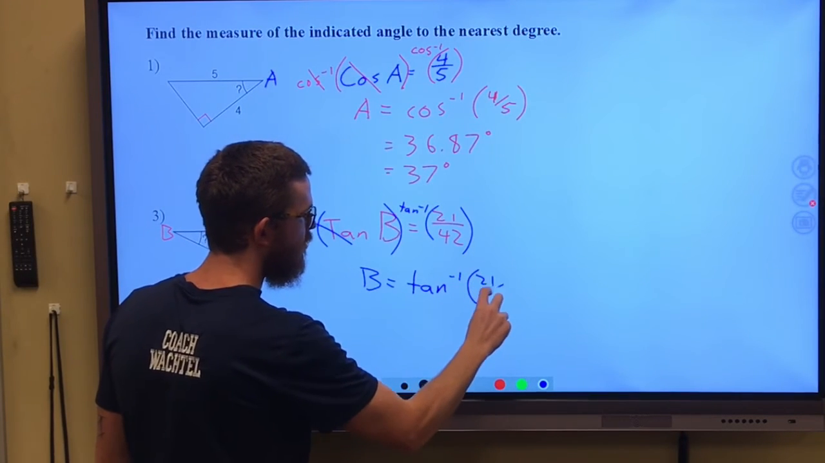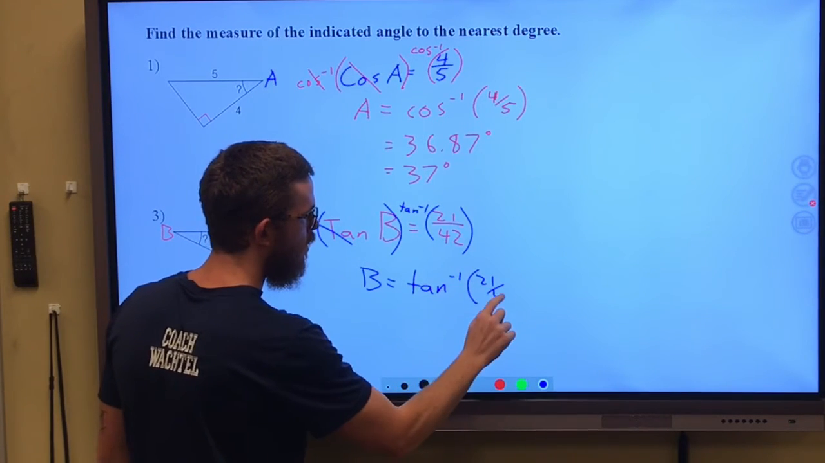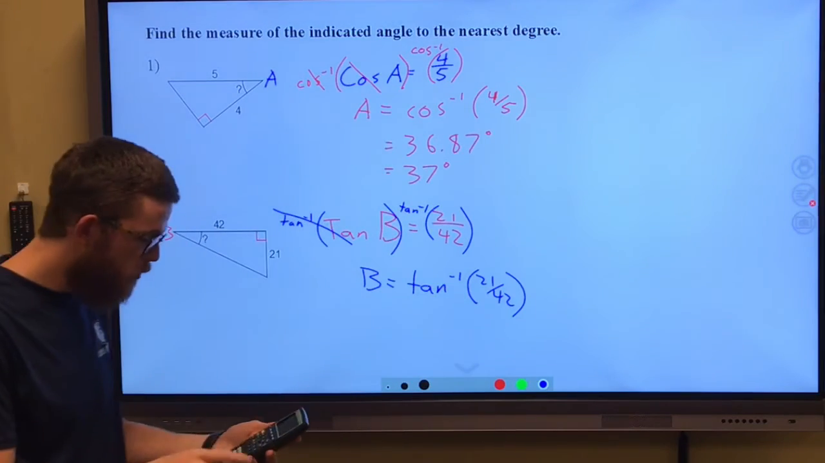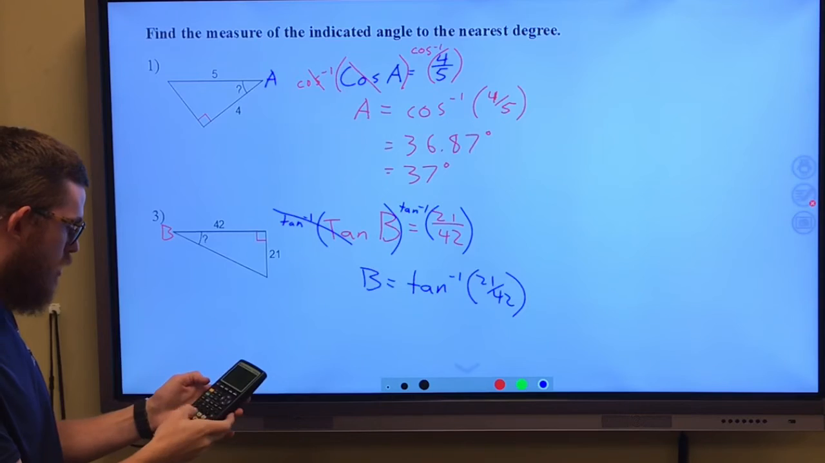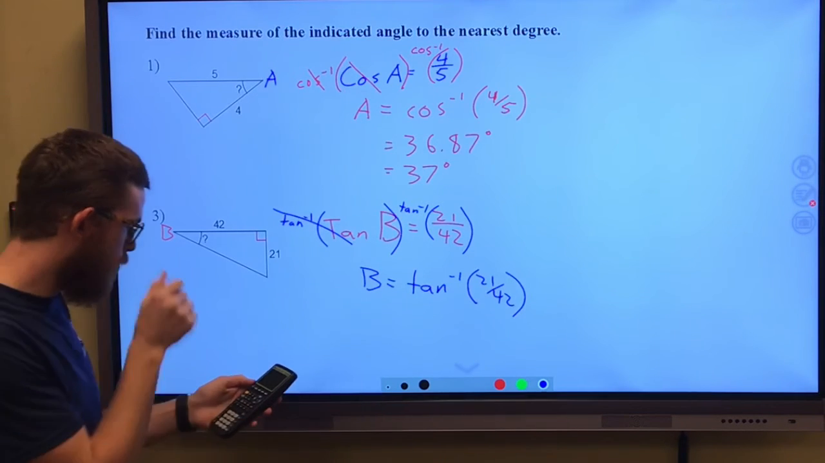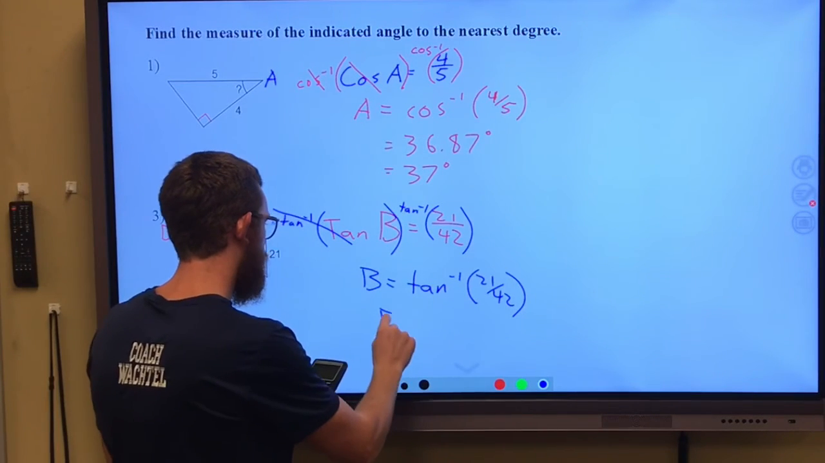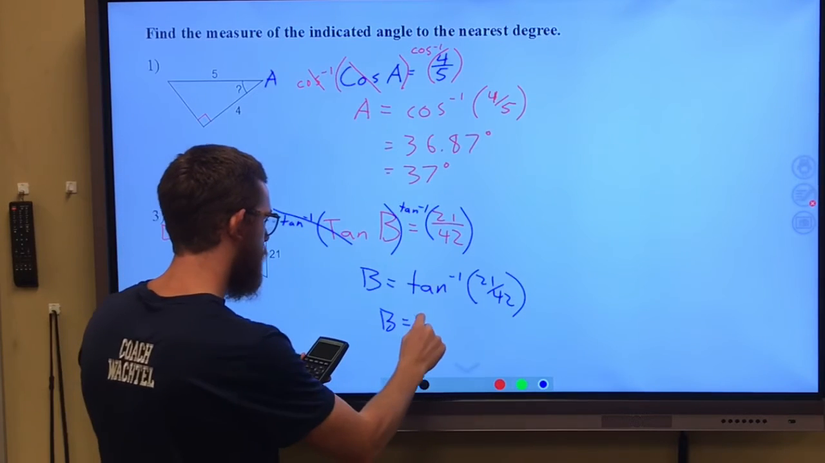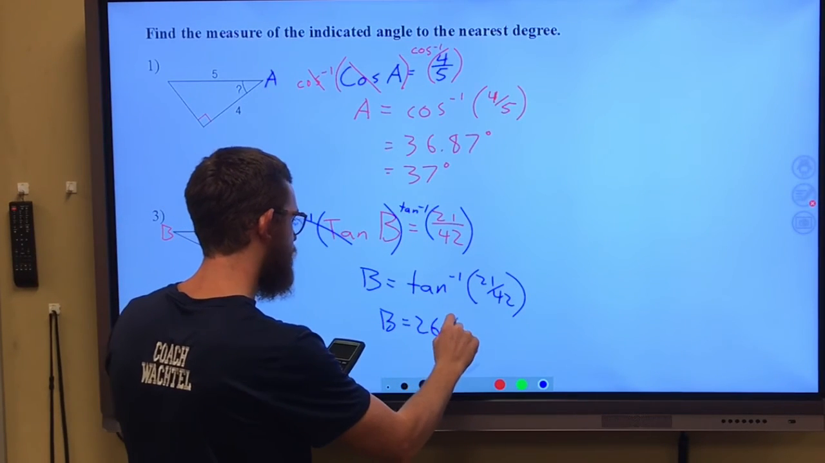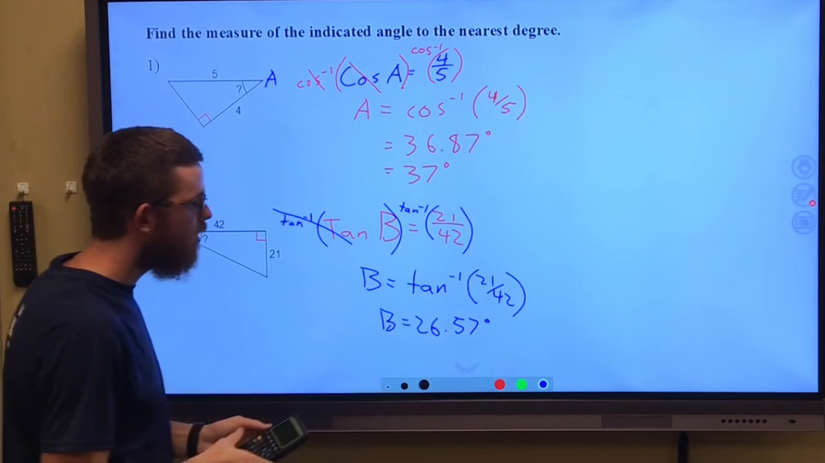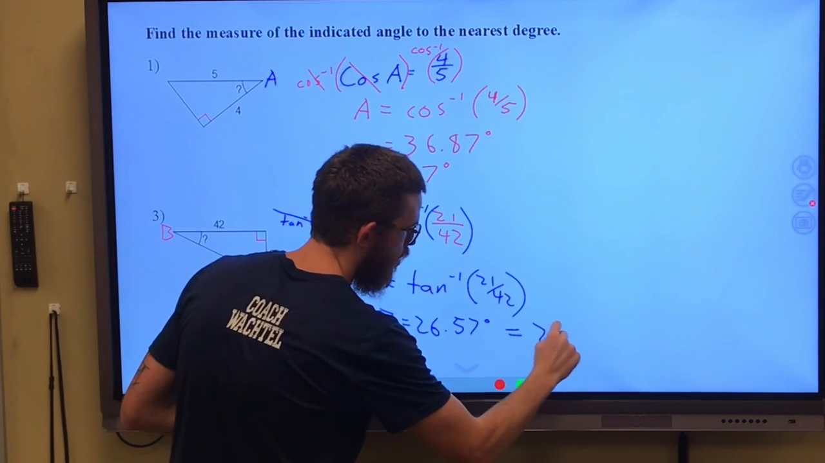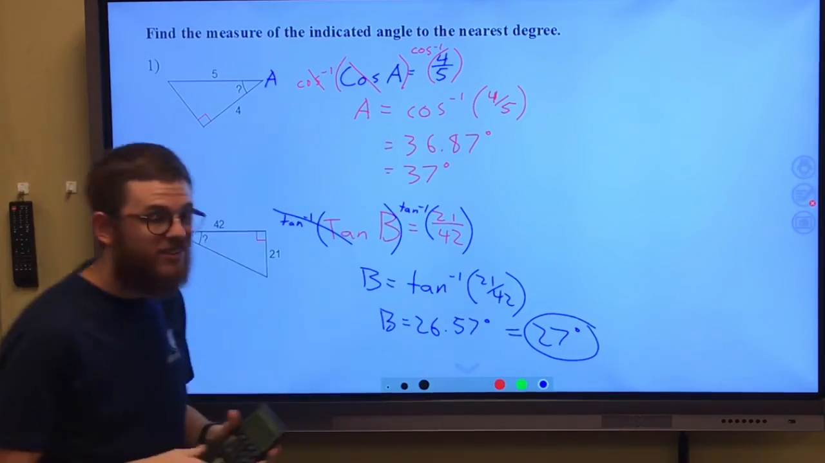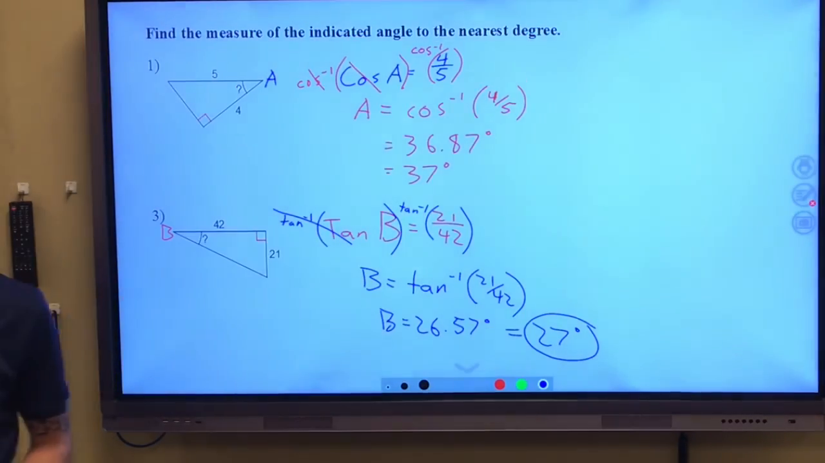but we now have the measure of our angle is equal to the inverse tangent, 21 over 42. We type that in again. Second tangent gives us inverse tangent, 21 over 42. Close those parentheses. The measure of angle B, 26.57 degrees, but rounded to the nearest degree would be 27 degrees would be the measure of angle B.